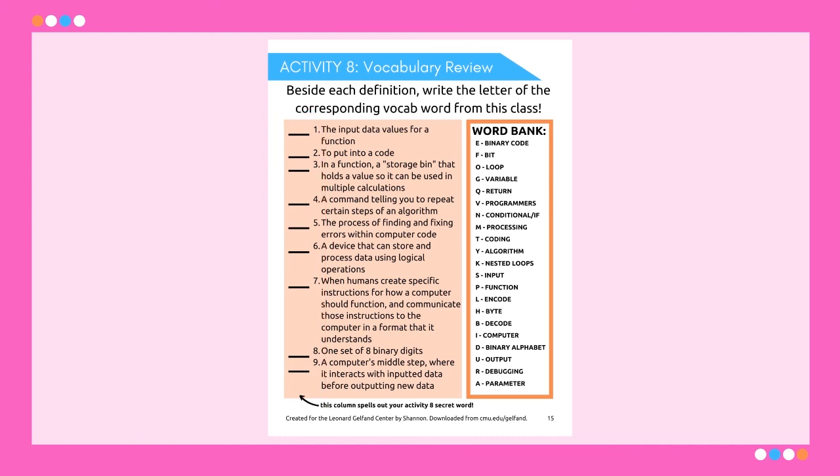So if I thought number 1 was the definition for binary code, I would write the letter E right here. Once you identify all of the definitions, these letters from top to bottom will spell out your final secret word. Pause the video now to complete this vocab activity before moving on to our final puzzle.